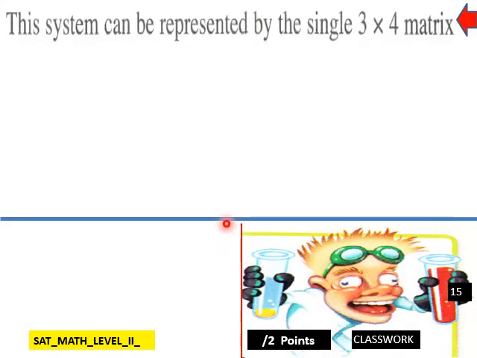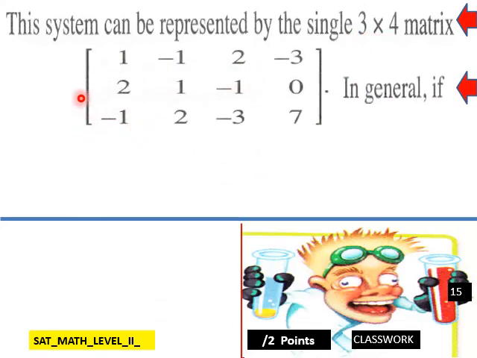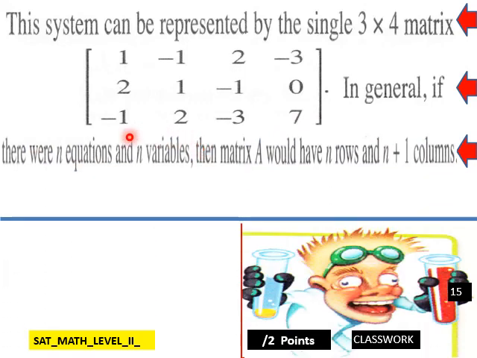So what do we do with something like that? This system can be represented by a single 3x4 matrix. So here's our 3x4 here. Here are our coefficients, and then here are our constants. In general, if there were n equations and n variables, then the matrix would have n rows and n plus 1 columns.